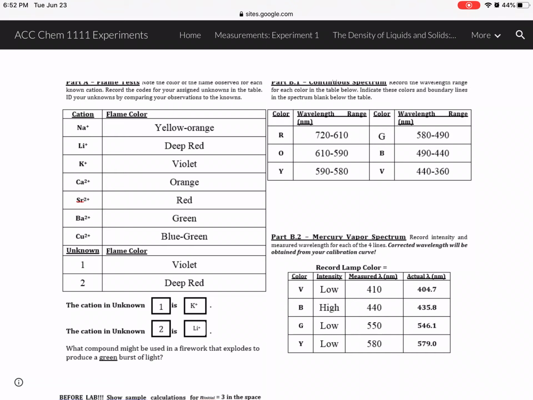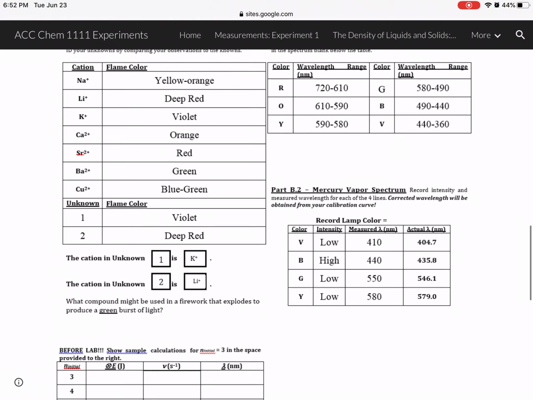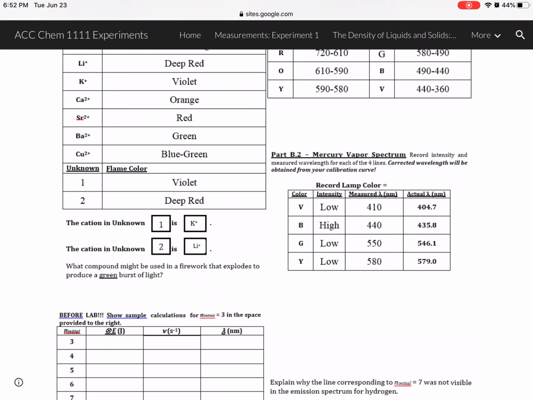And then the continuous spectrum. Remember, the continuous spectrum is the whole visible spectrum. When you watch the virtual video, you will see the red, orange, yellow, green, blue, violet in this range. That is also given to you. And then we also have the mercury vapor spectrum. Now the spectroscopes that we use in the lab are not calibrated, so we're going to calibrate the spectroscope using the mercury vapor spectrum.